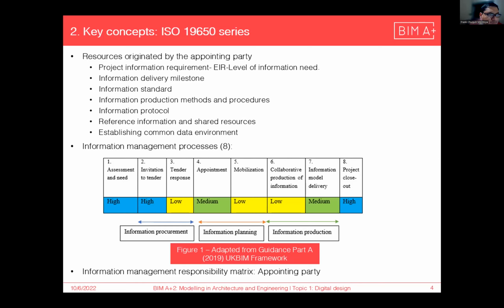Then these two elements, resources and this division in the information management process, can be understood with a matrix, an information management responsibility matrix. A general and a detailed matrix help to know explicitly what the responsibilities of an appointing party are in relation to information management. It shows processes composed of activities and then sub-activities.